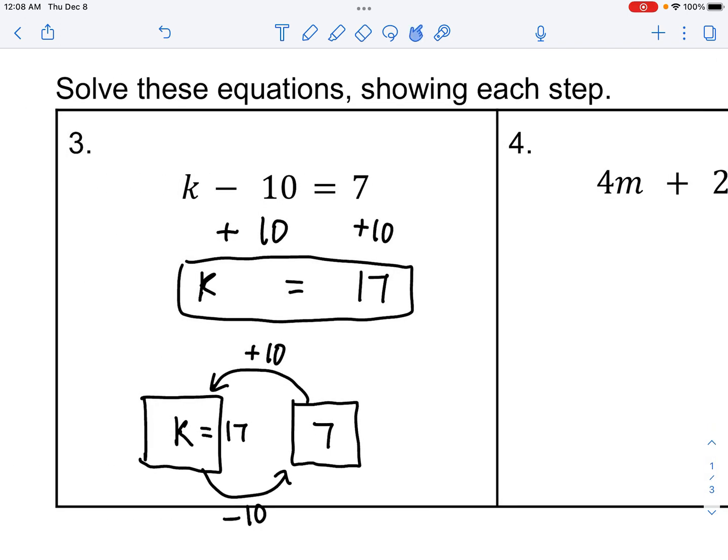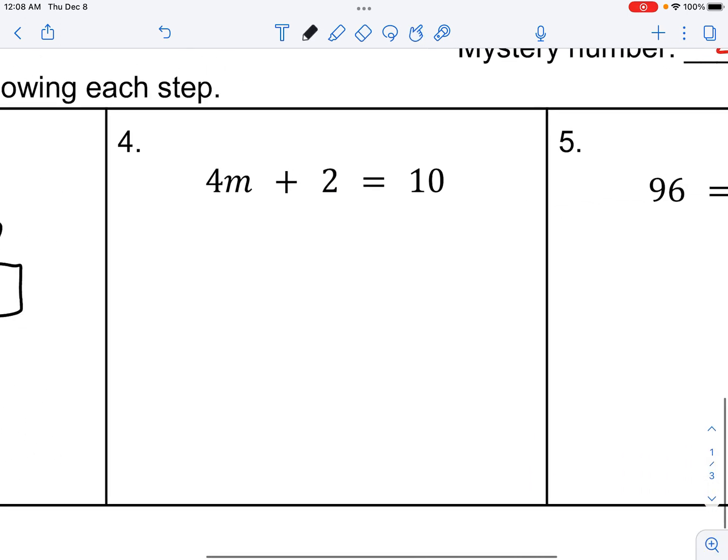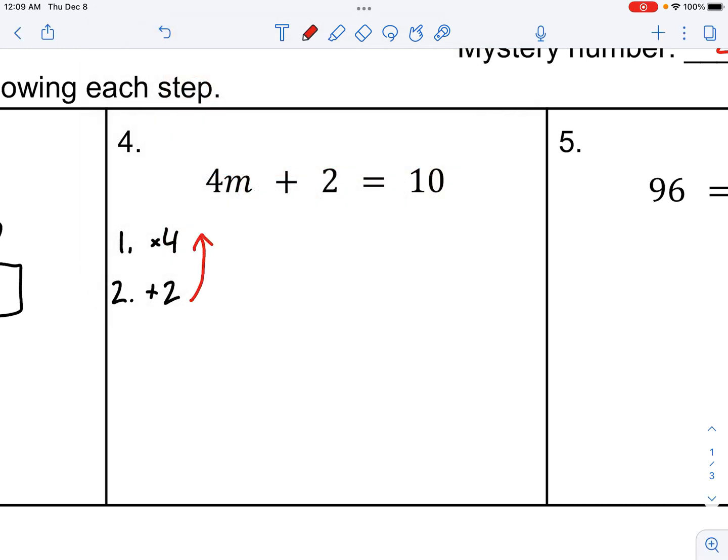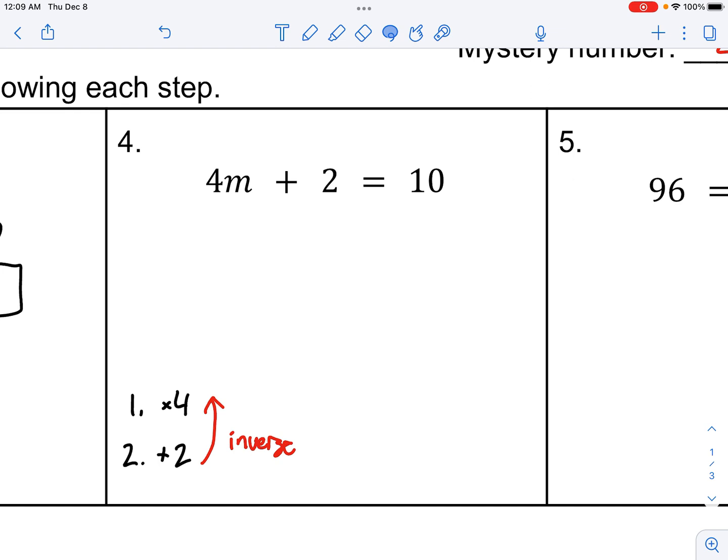Okay, second problem. We're going to do the same sort of method, algebraic and then mystery number. So two things happened to m. First, it got multiplied by 4. Second, it got added to 2. So I need to go in reverse and apply inverse operations. So first, I need to deal with the 2. I want to get rid of this 2 because I want m to be by itself. We need to isolate the variable.